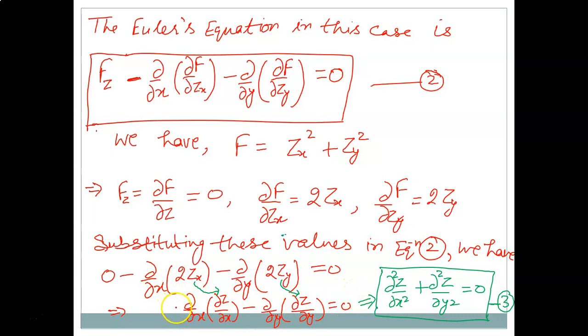Actually, this is minus here. Here, this is again a minus sign. So minus is taken outside. So the equation is in this form: ∂²z/∂x² plus ∂²z/∂y² equal to 0. Right, this is equation number 3.